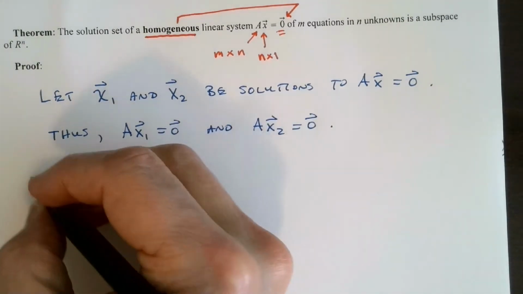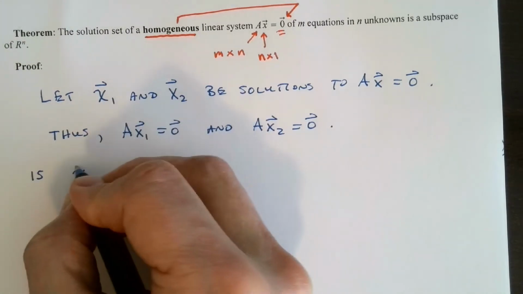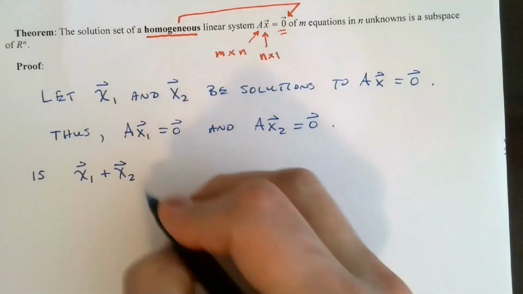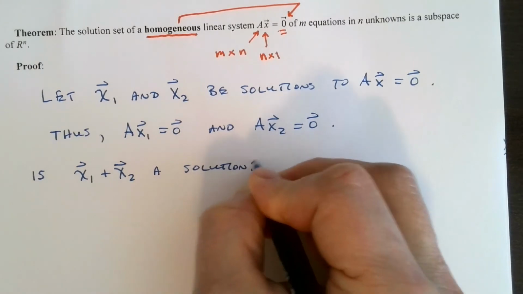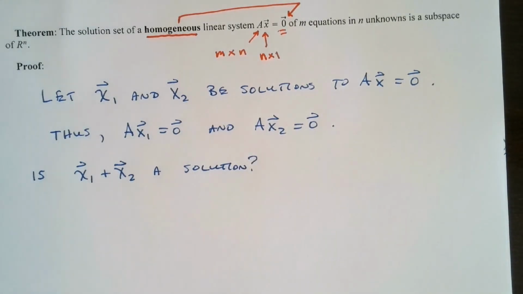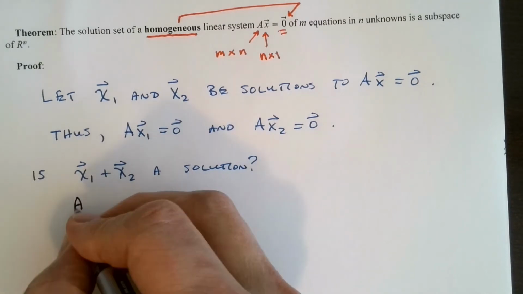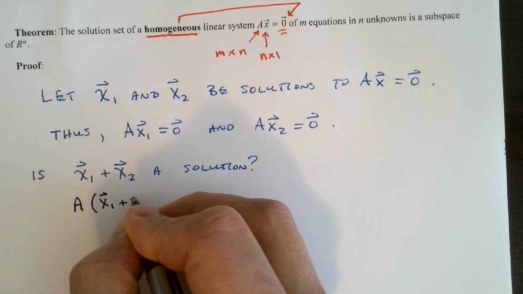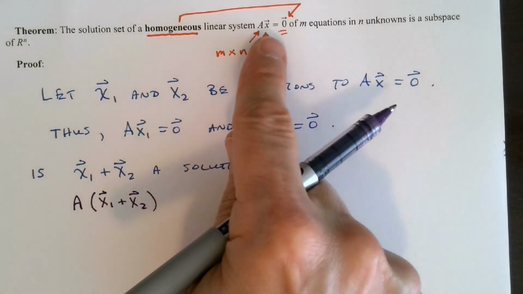So, what do we need to do? Closure. If these are both solutions, is x1 plus x2 in this solution set? Is this a solution? Well, I'm going to check. What I'm going to do is take A and multiply it by this vector, which is the sum of these two vectors, and see if it's a solution. What do I have to get for it to be a solution? I have to get the 0 vector.